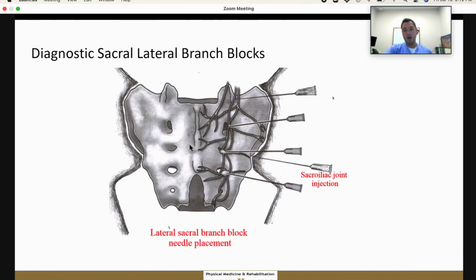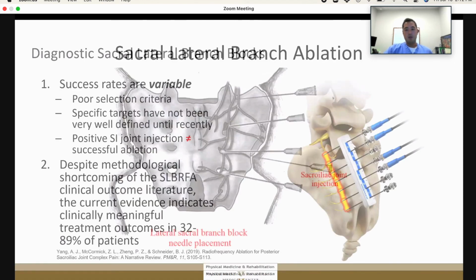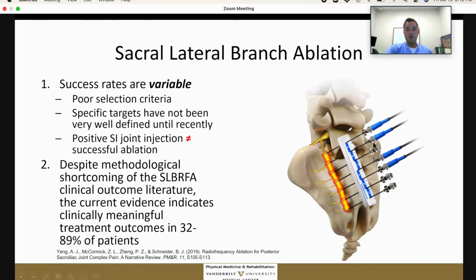This is just a schematic of what we call sacrolateral branch blocks, when you're anesthetizing the sacrolateral branches here. And again, you're not in the joint itself, you're anesthetizing where the sacrolateral branches exit from the sacral foramen. So when you look at the literature, relief with a sacrolateral ablation is really all over the place. The main reason for that is because people were getting these ablations based on their response to putting a steroid injection into the joint, and hence the outcomes are all over the place.